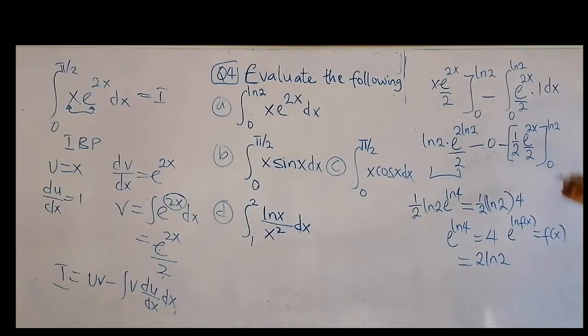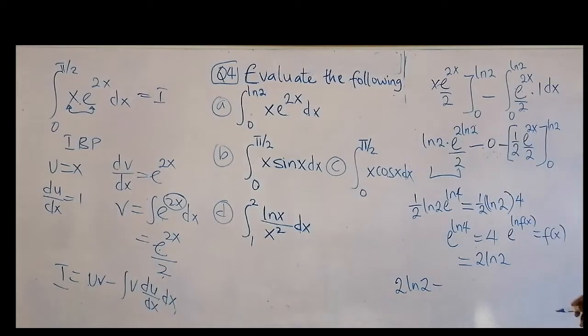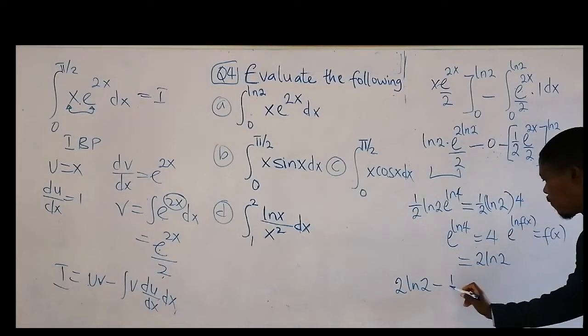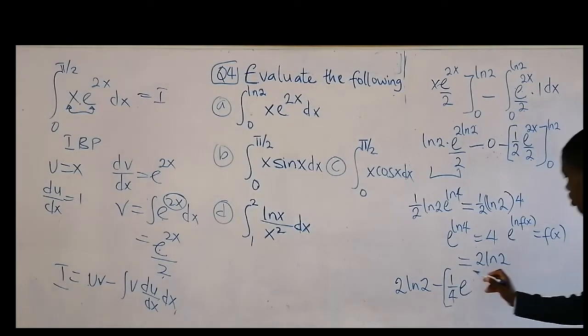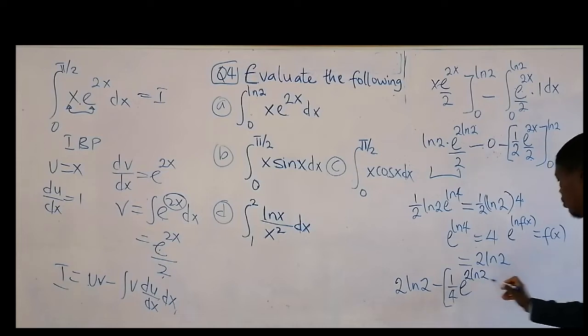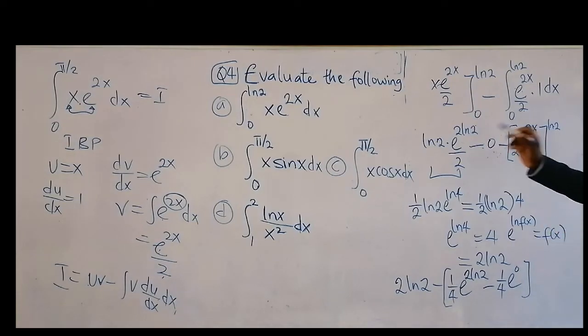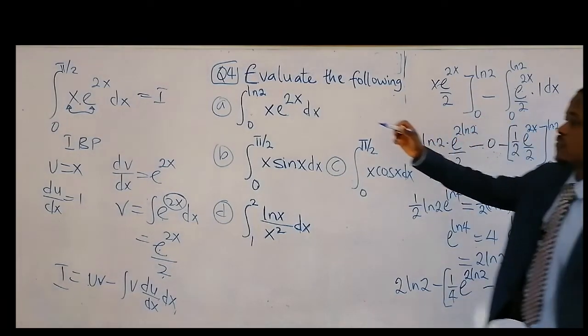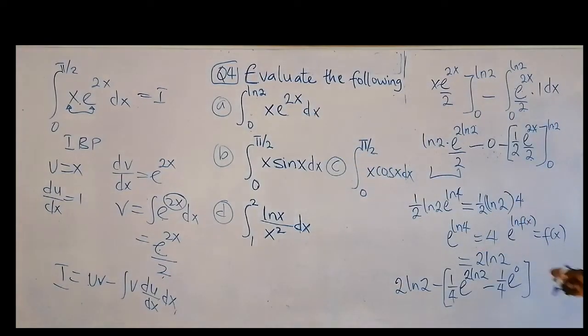Then we can do this one. We now have 2 ln 2 minus 1 over 2 times this, that's 1 over 4, 1 over 4 exponential 2 times ln 2. Begin to plug in your upper boundary, then minus 1 over 4 to power 0. 2 times 0, that's 0. So we have that. When you have your upper and lower boundary, we call it a definite integral.